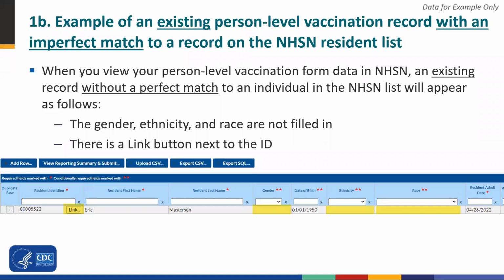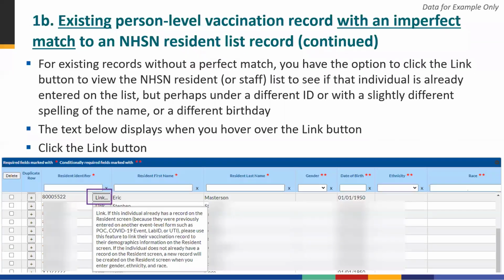Those gender, race, and ethnicity fields will not be automatically filled in when you log in, but you'll notice, as highlighted in yellow here, a link button appears next to the resident identifier. We're using residents as an example here, but this would work the same for staff. You'll have the option to click that link button, and if you hover over it, as shown in the screenshot here, there's a little bit of a description to remind you what the link button is doing.